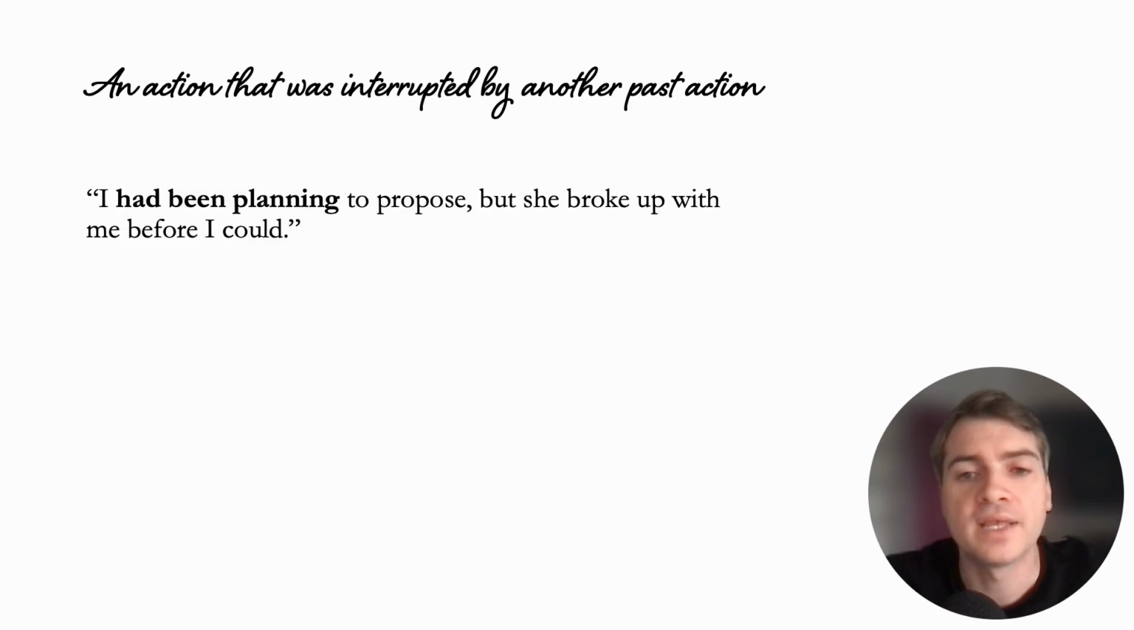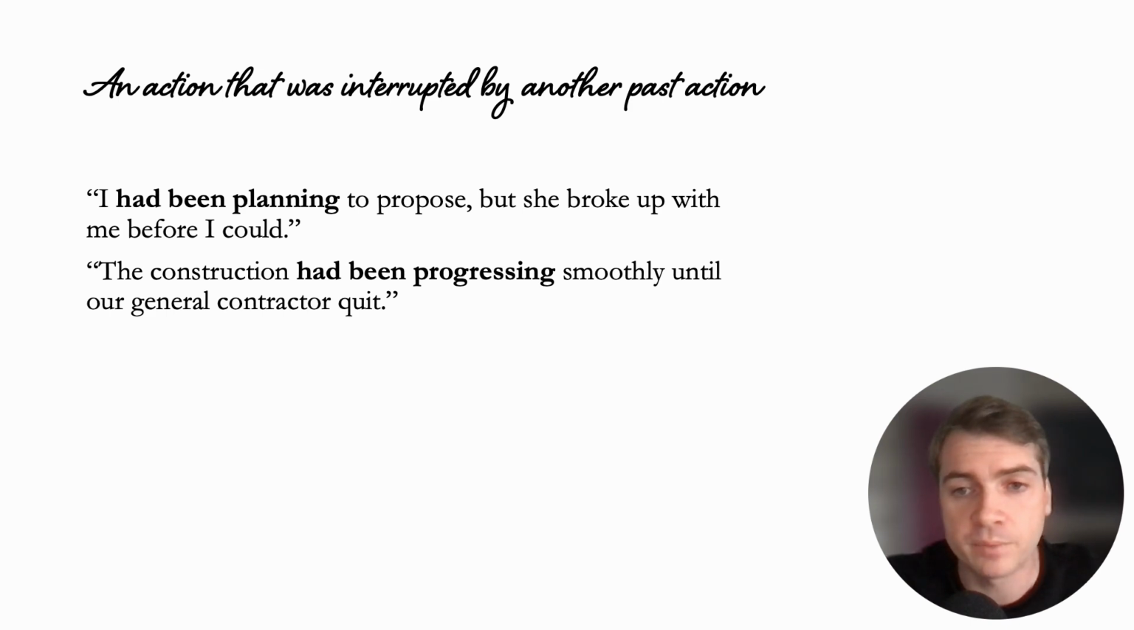So for example, I had been planning to propose, but she broke up with me before I could. Here we're saying that the plan to propose had been going on for a while before she broke up with me, okay? The construction had been progressing smoothly until our general contractor quit, right? So in this one, we're saying that everything was in progress and going well. It had been going well for a while, but then something happened and interrupted it, which was, in this case, the contractor quitting.